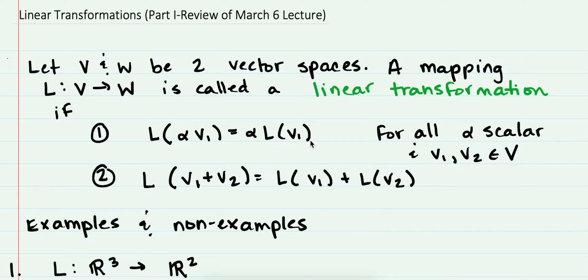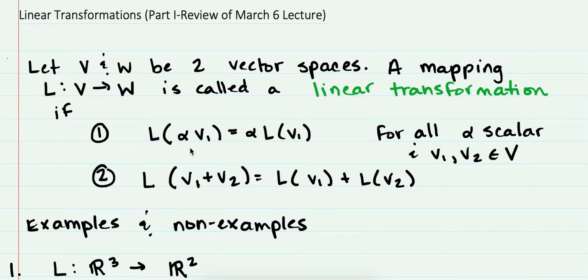So suppose we have two vector spaces, V and W, and we have a mapping, L, that sends V into W. Well, we call this mapping a linear transformation if the mapping satisfies two conditions. The first condition is that when you take a scalar and multiply it by a vector in V, and you apply the mapping L, it's the same thing as applying the mapping L to the vector V and then multiplying by the scalar.